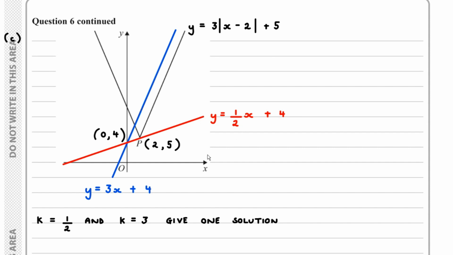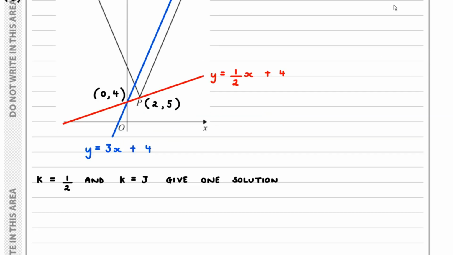And k equaling 1/2 and k equaling 3 gives us one solution. We have one solution here, one solution here. And therefore something in between those gives us 2 solutions. And therefore k being greater than 1/2 but less than 3 gives us 2 solutions.